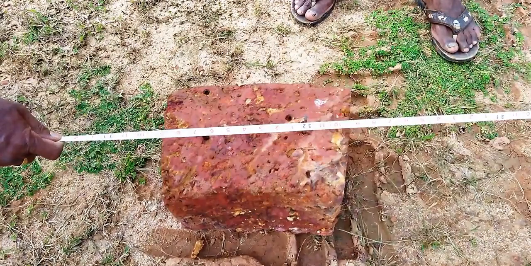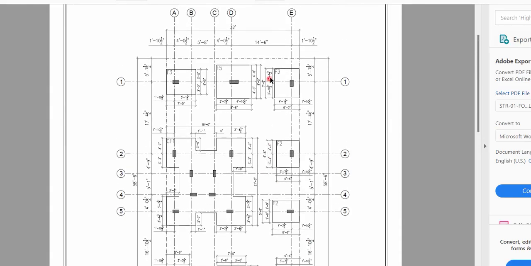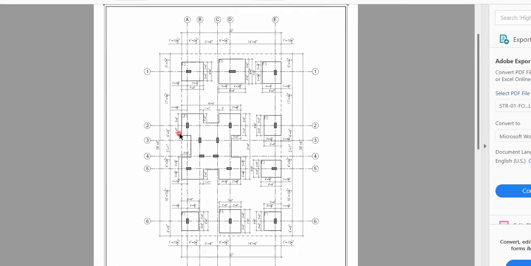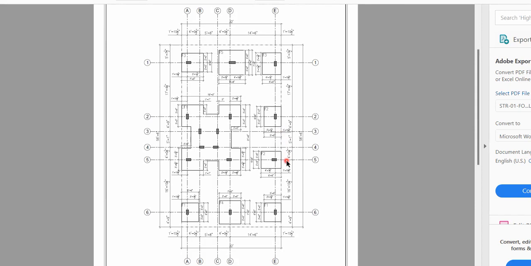So how much is it getting? Again 32 feet. Right now we are on the other side. If you understand, first we started here. Okay, let me give you a small idea. First we started from here, it was 32.